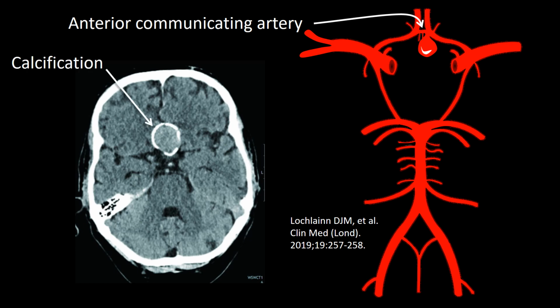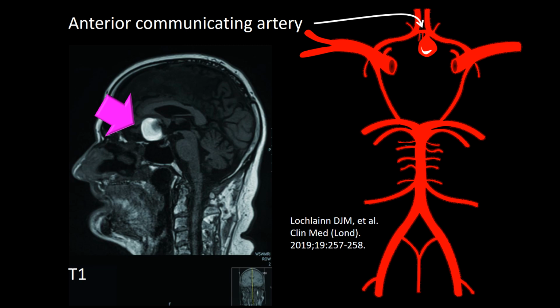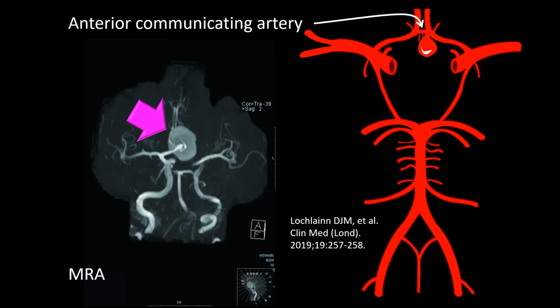This CT shows a calcified aneurysm from the junction of the anterior communicating artery and the anterior cerebral artery. In this T2 transverse MRI, you can see the aneurysm as a signal void. Here you can see it in a sagittal T1 image, and here you can see the aneurysm in an MRA.